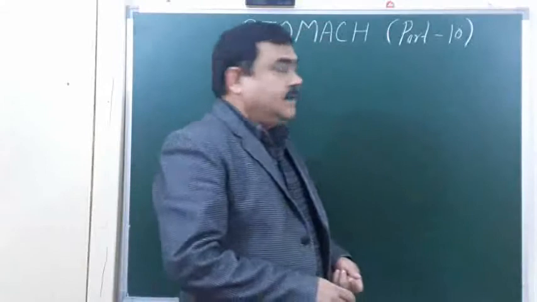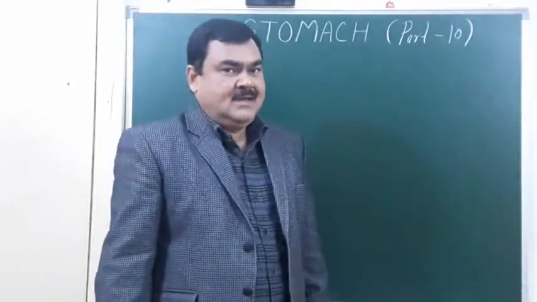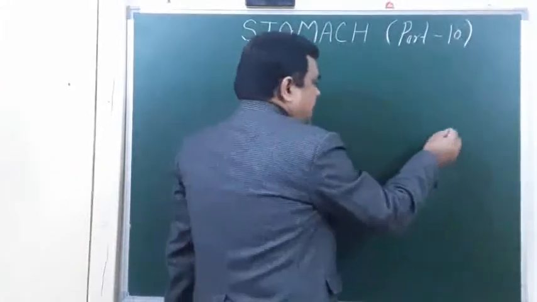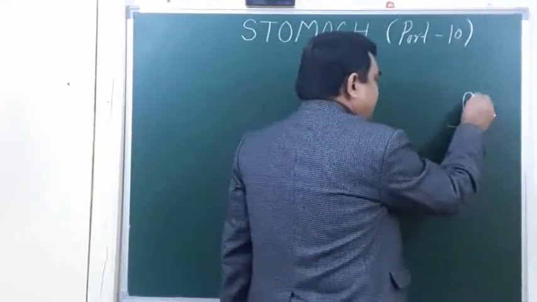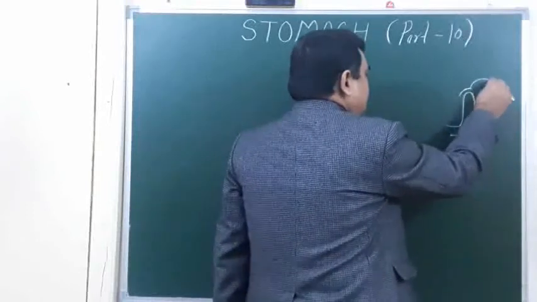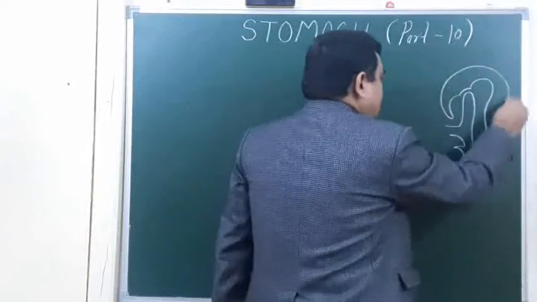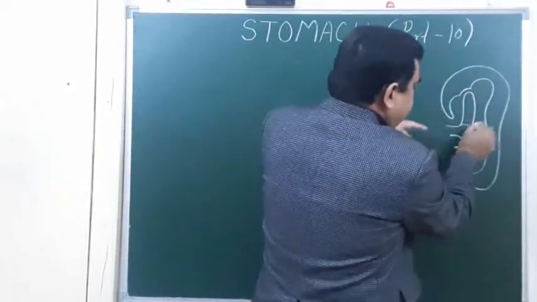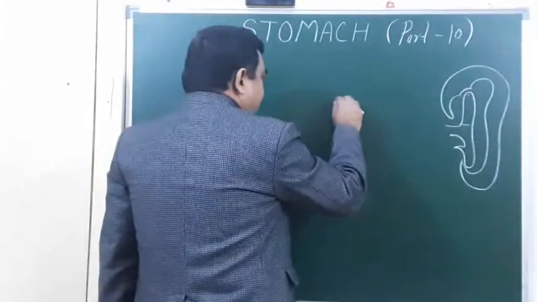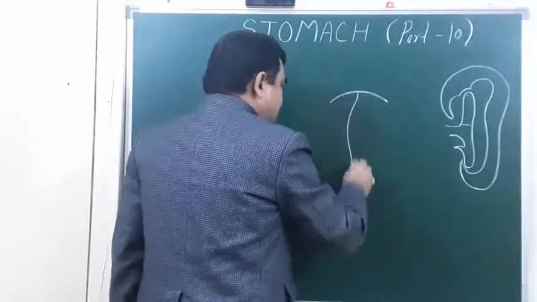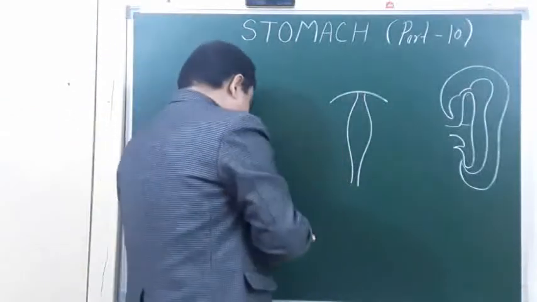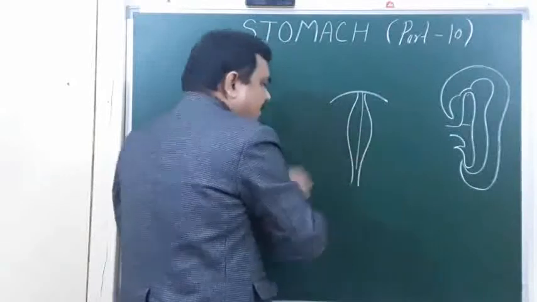Now we'll discuss the development of the stomach. The stomach develops from the developing foregut. This is the developing foregut, here is the midgut, this is the hindgut. This part, from here to here, is the developing foregut. The stomach develops from this foregut. Initially its shape is fusiform, lies below the diaphragm, with its anterior border on the median plane.